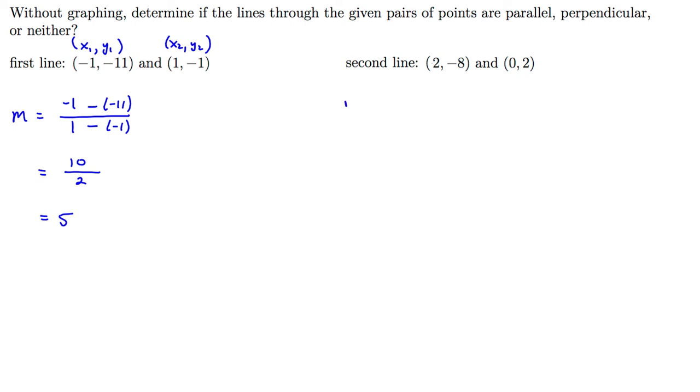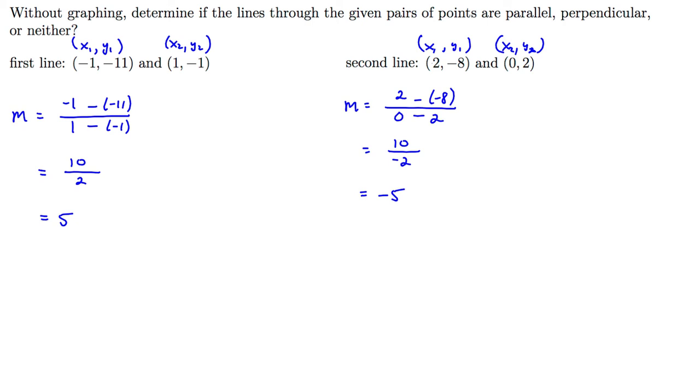To find the slope of the second line, we repeat the same process with the different values. For this point, my 2, -8 point will be my x1, y1, and the point 0, 2 will be my x2, y2 point. So again, the slope formula. The slope is y2 minus y1, so 2 minus -8, over x2 minus x1. 2 minus -8 is 10, 0 minus 2 is -2, and 10 divided by -2 is -5.